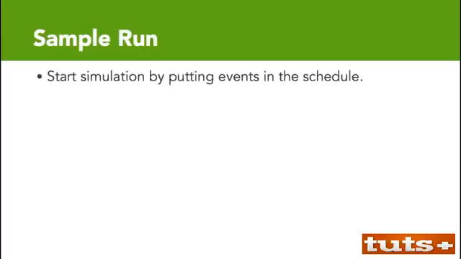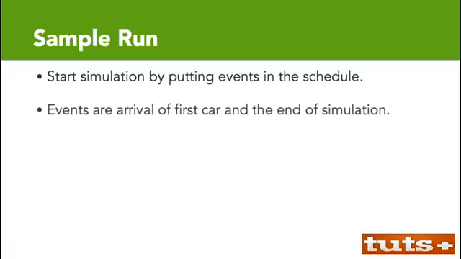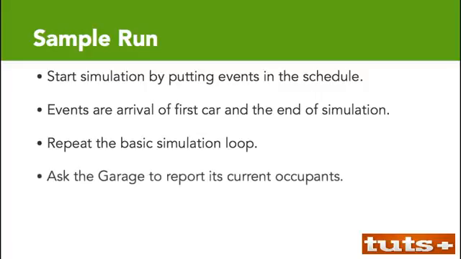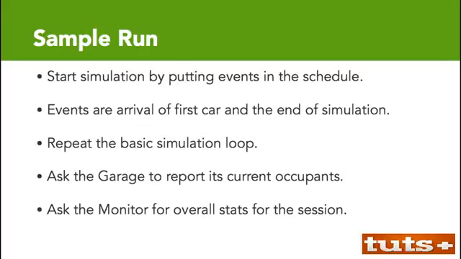A sample run of this simulation would include starting the simulation by putting events into the schedule. Events are the arrival of the first car and the end of the simulation. We repeat the basic simulation loop until the end of simulation event is encountered. At that point, ask the garage to report on its current occupants and ask the monitor to report the overall statistics for the session. This is an example of a simulation that can be coded in Java to help determine the appropriate size for building a garage based on the expected number of customers at various times of the day.